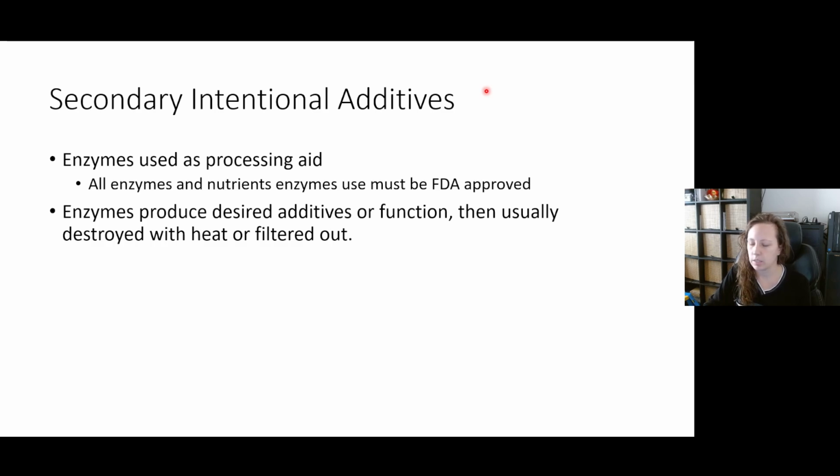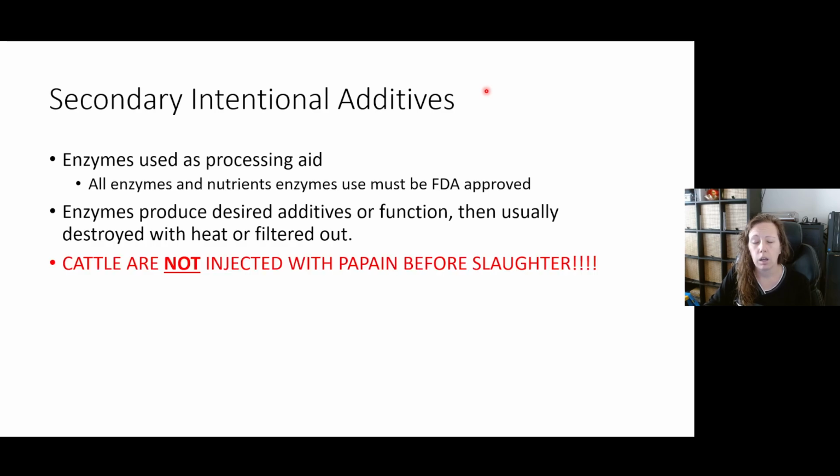Now, the last paragraph of this section, don't even read it. It's awful. I read it and I literally went out loud, what? The last section talks about how cattle are injected with papain before slaughter, and that makes the meat more tender. And this does not happen.